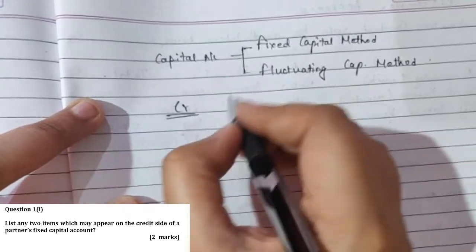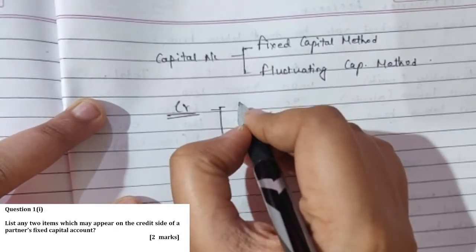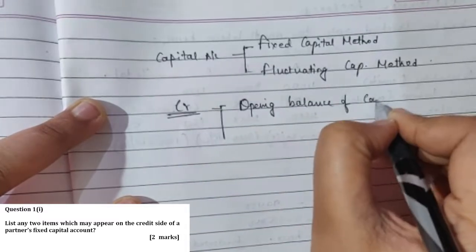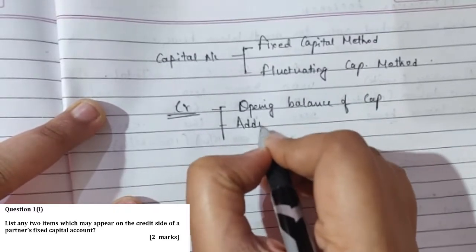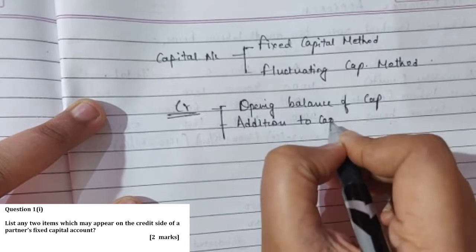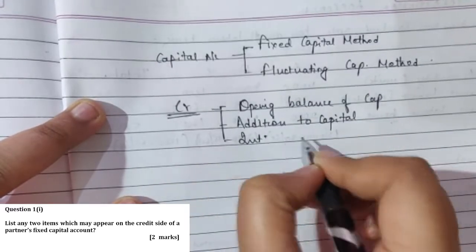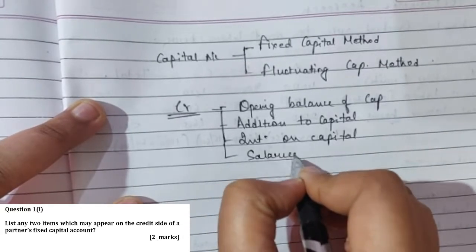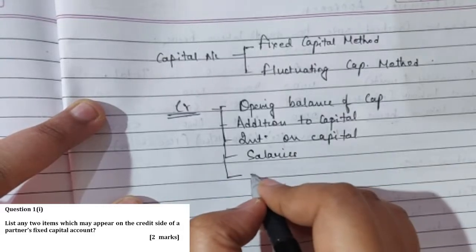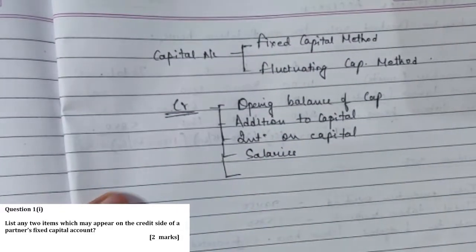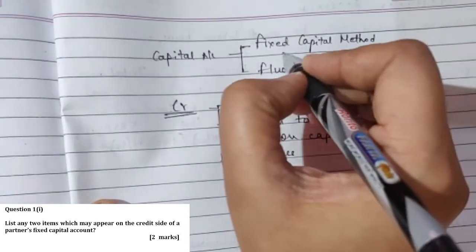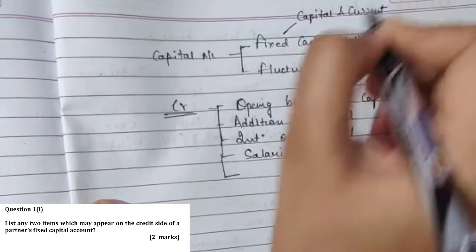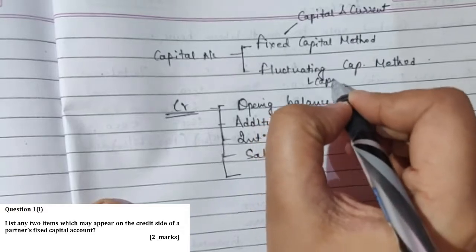On the credit side of the capital accounts, the following items come: opening balance of capital, addition to capital, interest on capital, salaries, etc. It is important to note that in the fixed capital method we have studied that 2 accounts are maintained, capital and current account, whereas under the fluctuating method only the capital account is maintained.